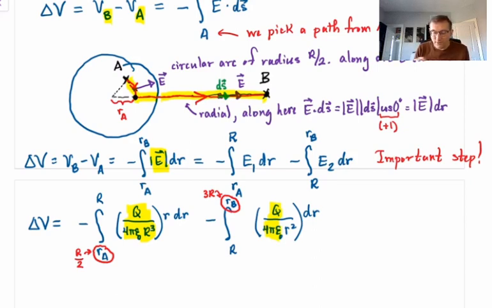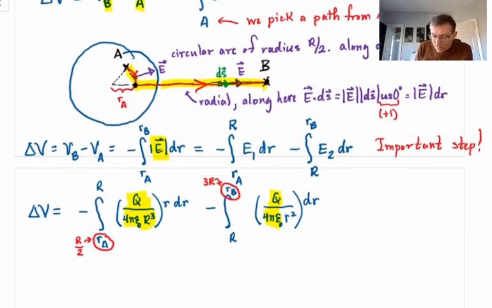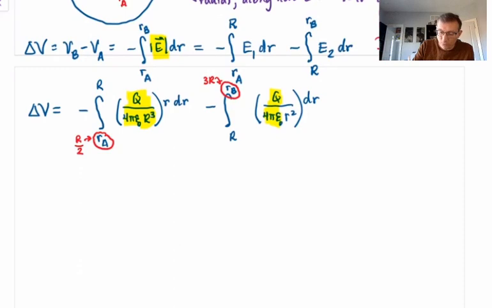Now be careful about what you can and can't bring out front. That's what you can bring out front. You cannot bring little r out front, and you can never bring the d anything, like in this case the d little r out front. Never, never, never. All right, now let's work on these integrals one by one.